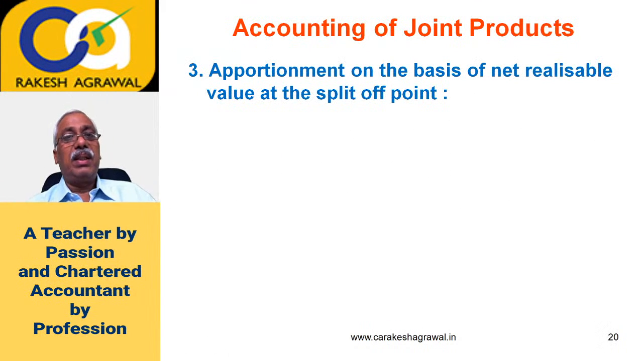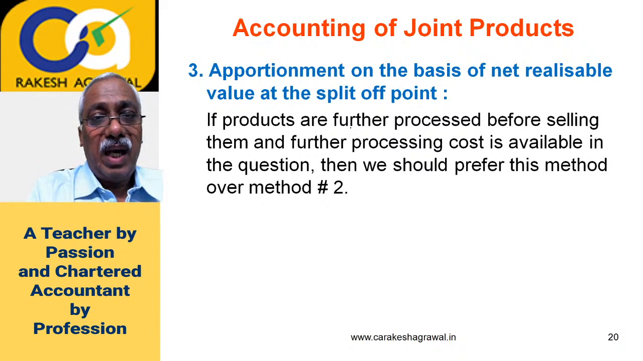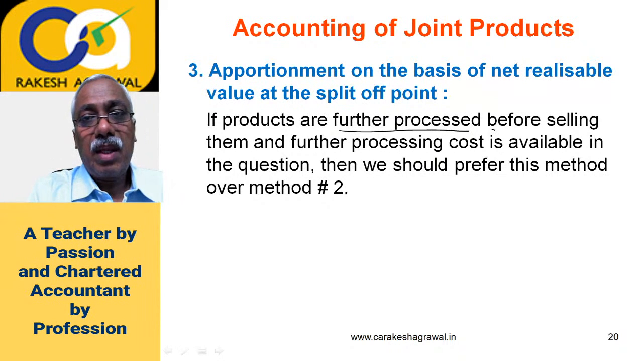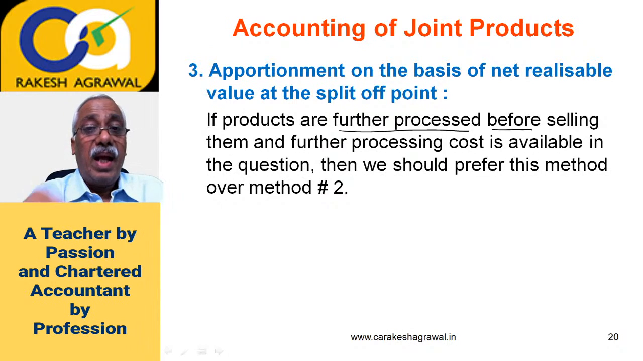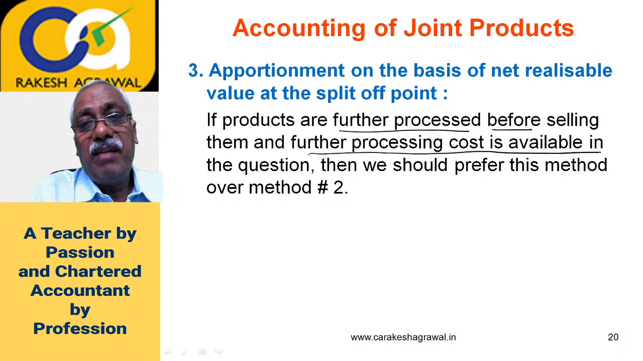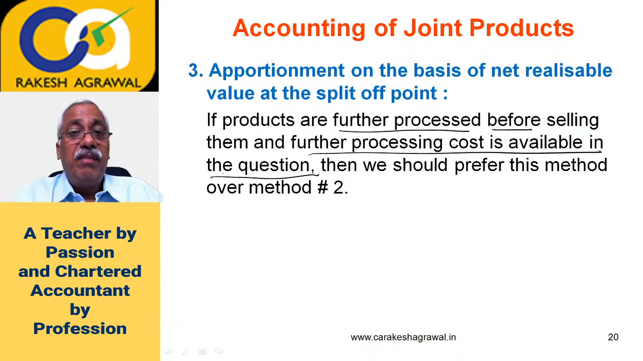Now you go to the third method, that is apportionment on the basis of net realizable value at split off point. Net realizable value, NRV, at split off point. Now when this method is used, if the products are further processed before selling them, means you cannot sell the products immediately after split off, but you have to process them further, and the further processing cost is available in the question. There are two conditions. First of all, the product needs to be processed further, and what that further processing cost is, is given in the question. Then we should prefer this method, that is the third method, over the second method.